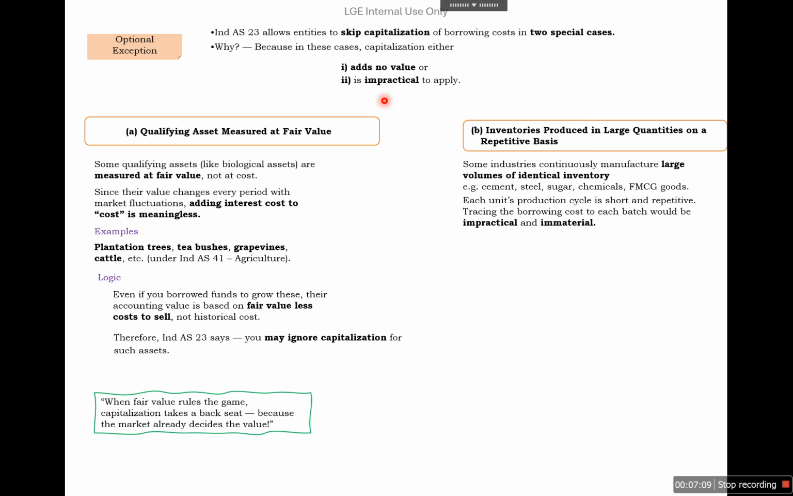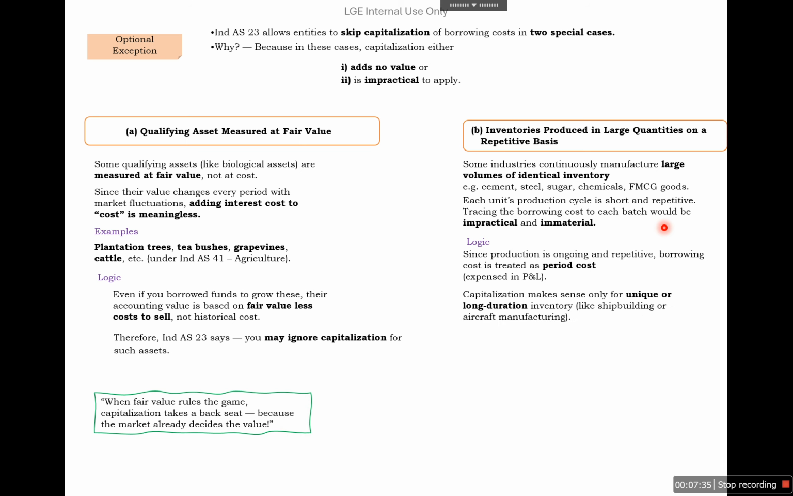So it is impracticable to apply Ind AS 23. The logic behind it is that some production is ongoing and repetitive, and borrowing cost is treated as a periodic cost, because it is impractical and immaterial to trace the borrowing cost to each batch. So Ind AS gives an exception that you are not required to capitalize borrowing cost in these cases, because capitalization makes sense only for unique or long duration inventory.